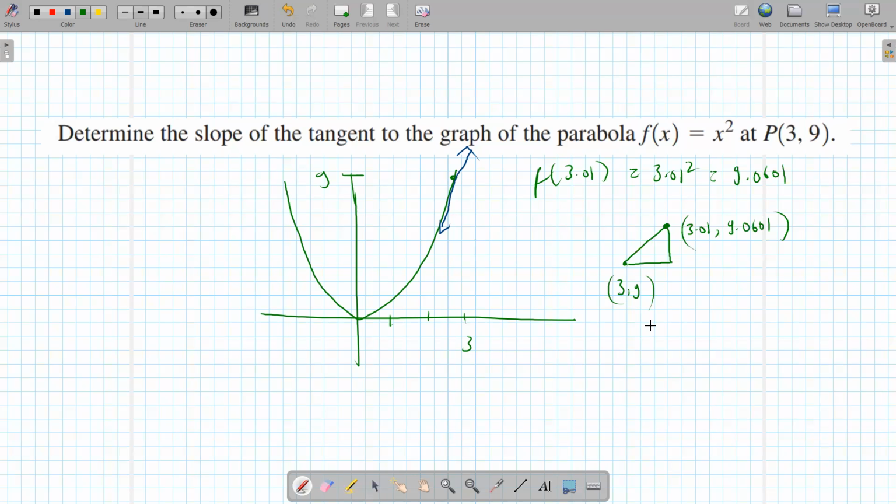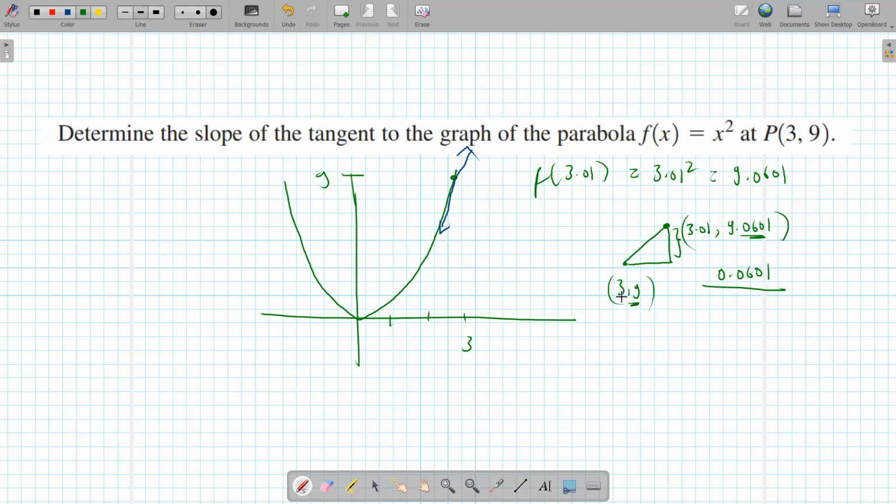This is a grade 8, 9 question. Slope between 2 points. You can just do rise over run. What's the rise from 9 to 9.0601? Well, you can just subtract one from the other. The rise is going to be 0.0601, right? This distance here, because we're going from 9 to this.